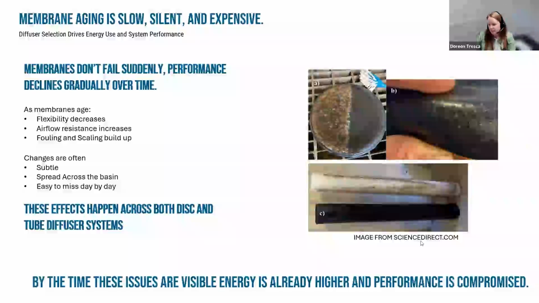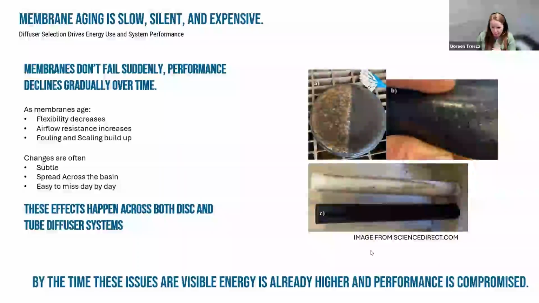This also isn't specific to one type of system. The same pattern happens to both disc and tube diffusers. By the time things escalate further and you have uneven airflow or process issues, energy use has already been creeping up for months, possibly years at that time.